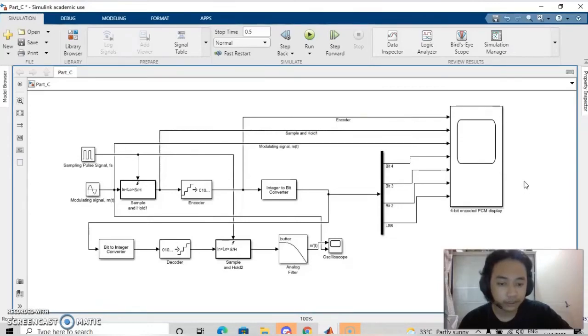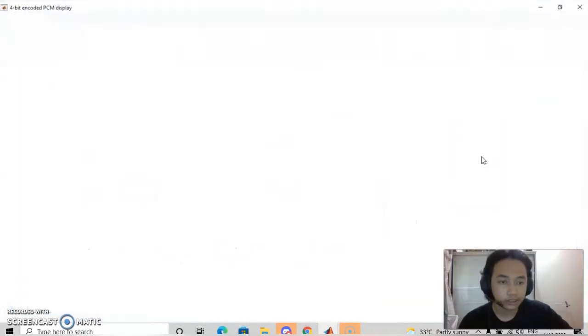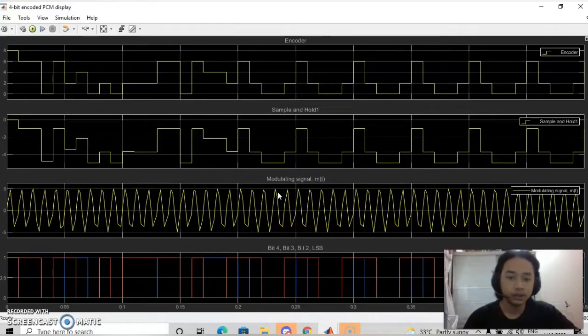After we run, we double click this scope. It already shows the results here: encoder, sample and hold 1, modulating signal MT, bit 4, bit 3, bit 2, and LSB. This is the graph for the encoder, and this is the output for the sample and hold 1. The output for the modulating signal is here, and bit 4, bit 3, bit 2, and LSB are here. So that's all for my part C.